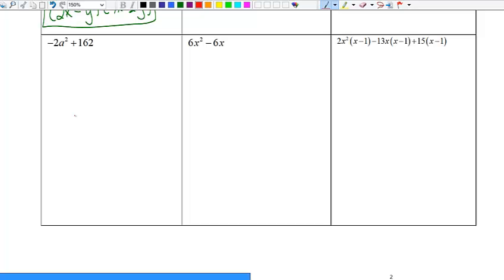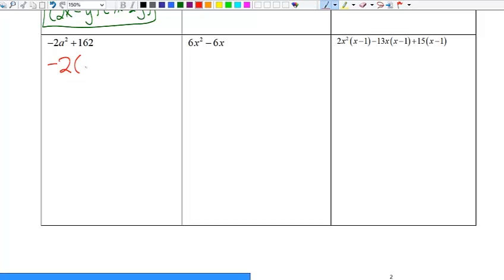On the next problem, negative 2a squared plus 162, I first look for a GCF. Between 2 and 162, there is a GCF of 2. But in addition to factoring out a 2, because the first term of the polynomial is negative, you're going to also factor out a negative. So we're going to factor a negative 2 out.